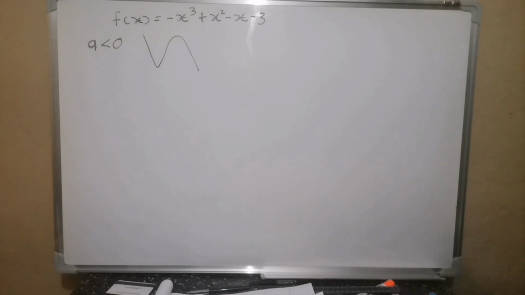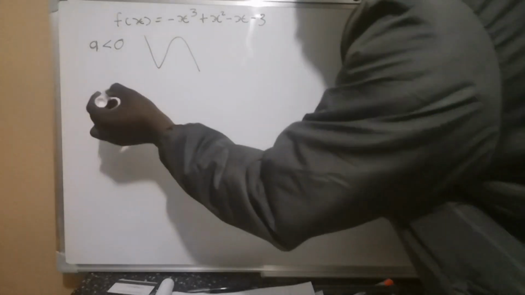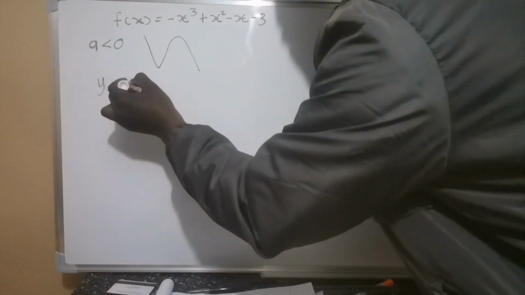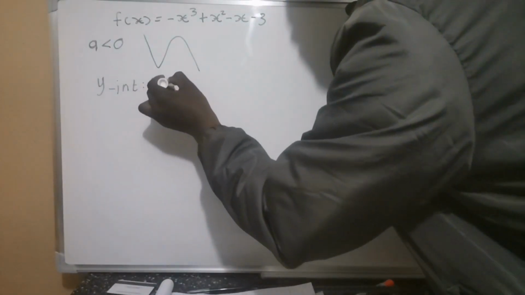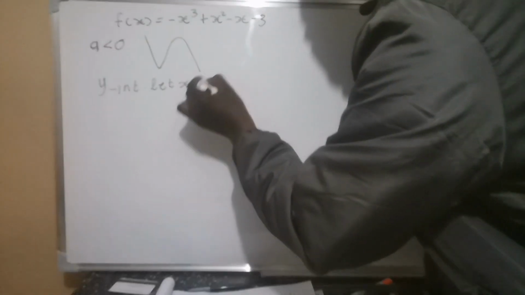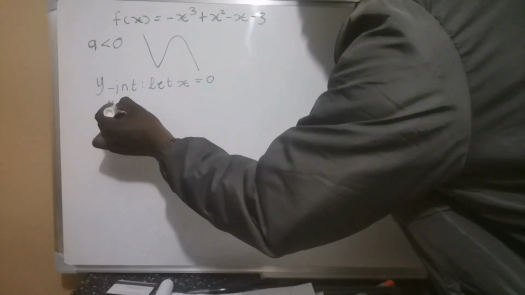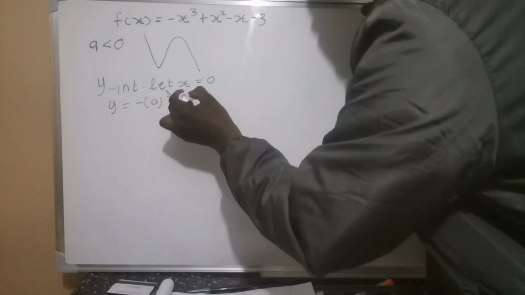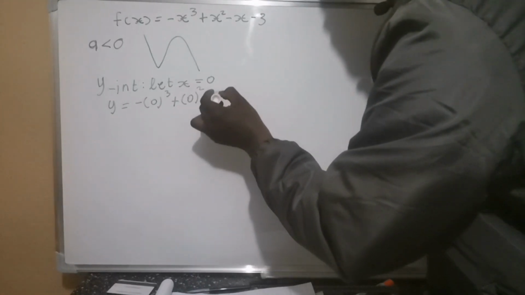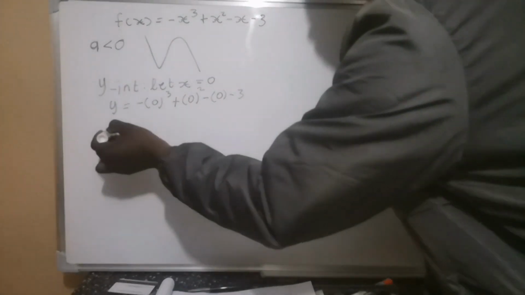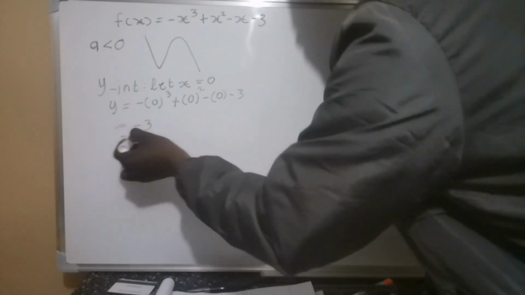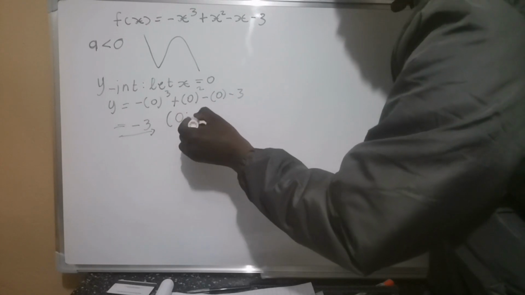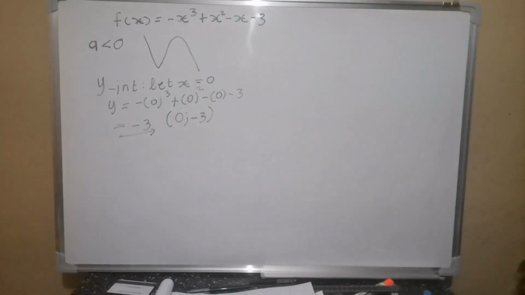Step number 2, intercepts. You start with the y-intercept. Let x be equal to 0. So y equals negative 0 cubed plus 0 squared minus 0 minus 3. All this equals minus 3. Therefore, the coordinates of our y-intercept are 0 and negative 3.